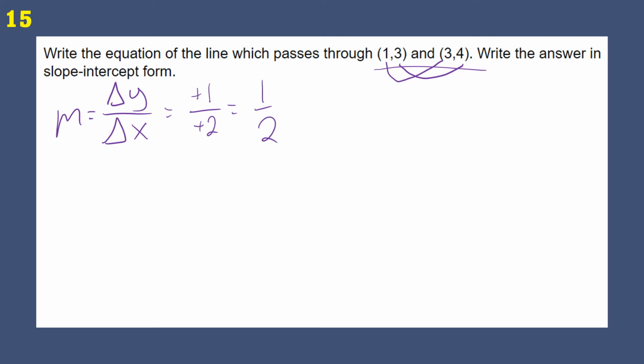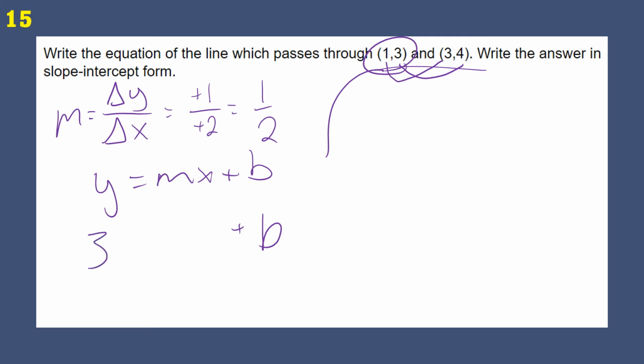Now I know my slope and I know a couple of points, but what I don't know is my y-intercept. So I'm going to use my y equals mx plus b formula, which is slope-intercept form. I'm going to plug in 3 things. I don't know the b, so I'm going to plug in b for b, but everything else I'm going to take from one of my 2 points. I could have used (3, 4), but I'm going to use (1, 3). Why not? So the y is 3, the slope is 1/2, and the x is 1.